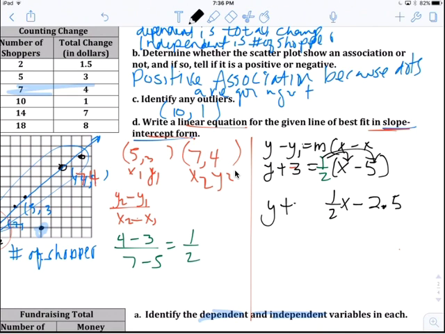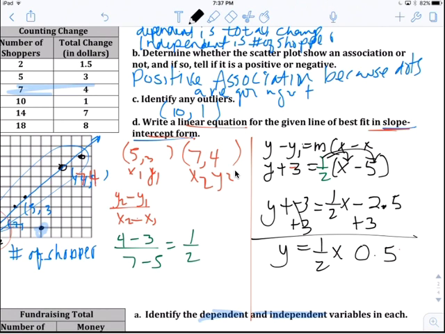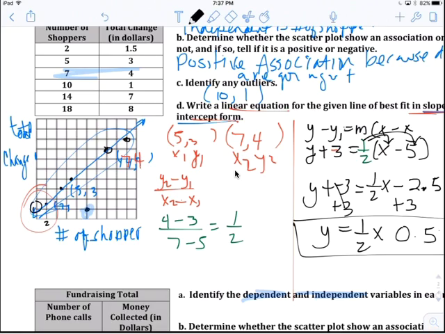Y plus negative 3, add 3, add 3. Y equals 1/2 x. You get 0.5. You use your calculator. And that's your equation. Looks right. It's less than 1 whole.